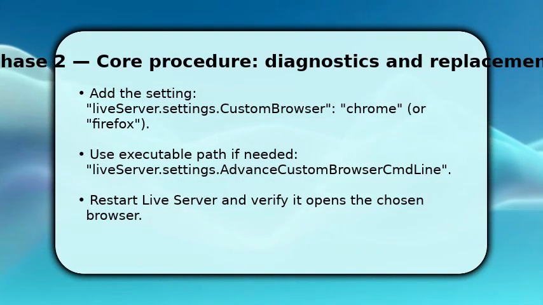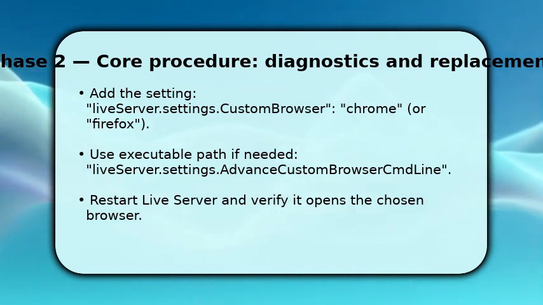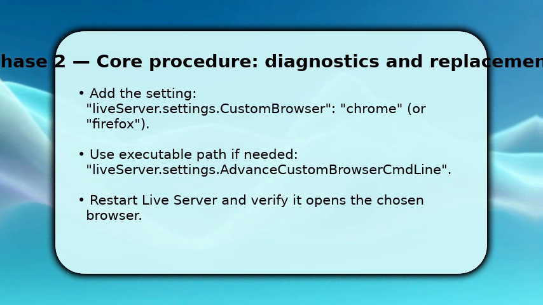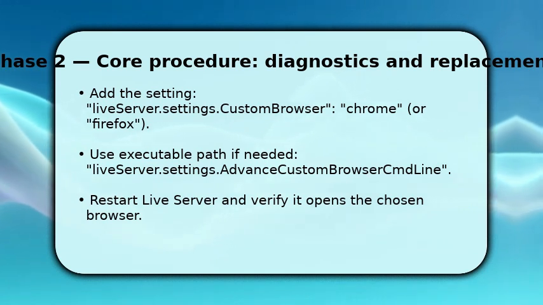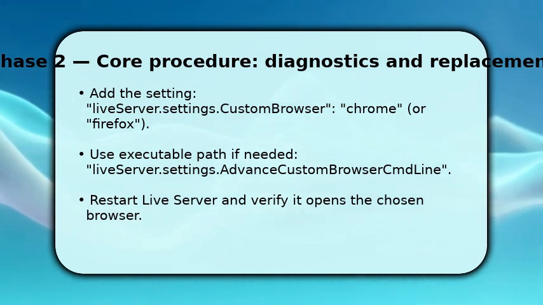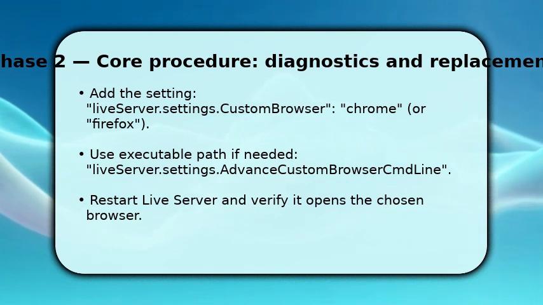Now you will set the browser that Live Server launches. Open Settings JSON and add liveServer.settings.CustomBrowser, chrome for Chrome, or use Firefox or Edge. This string tells Live Server which browser to call.